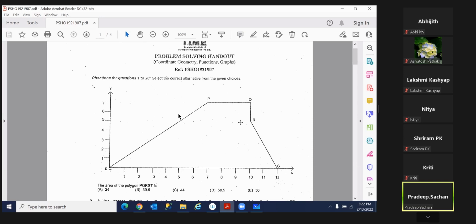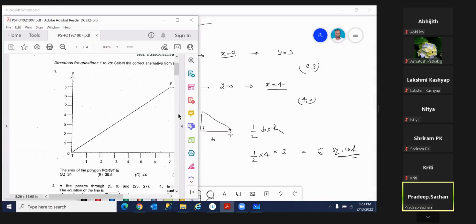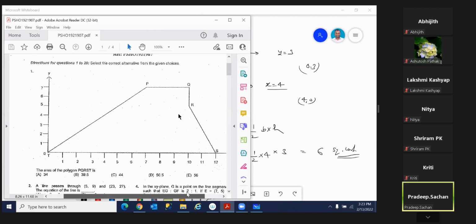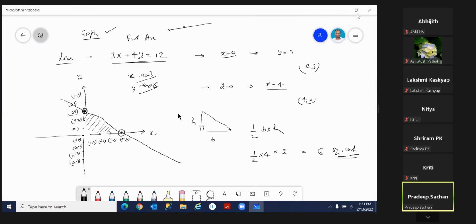So how to solve this question? We will draw the same graph in our whiteboard and then see how to solve this question. They have drawn a graph and they are asking us to find out the area, and the graph is something like this.